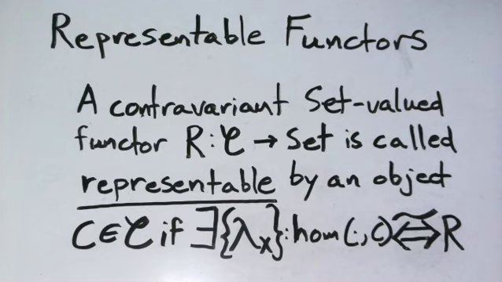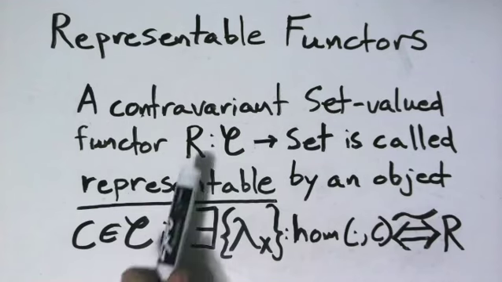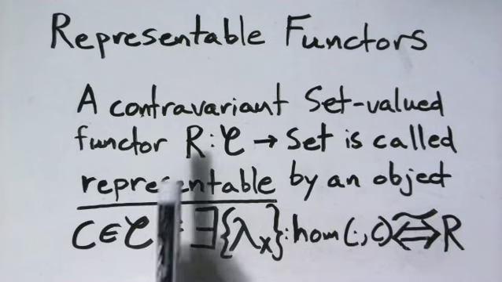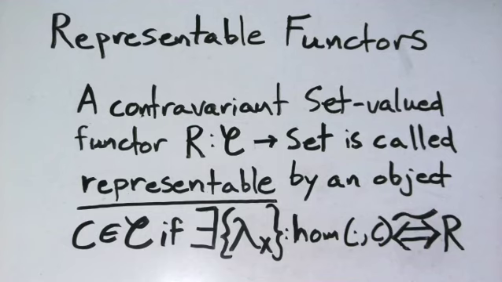So a contravariant set-valued functor R going from the category C to the category of sets is called representable by an object C in C if there is some natural isomorphism, lambda, going from the contravariant home functor, which has target object C, this fixed object C here, to the category of interest R here. And if you can find that natural isomorphism, then you can call your functor R representable.